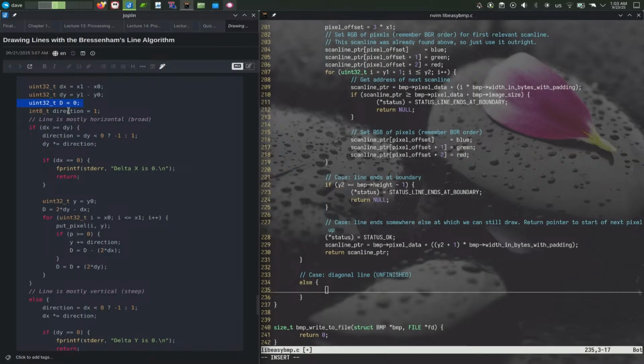All right. So it starts off at 0. But anyway, this is called the decision variable. That's why it's D. Some implementations call it error or whatever, right? And you're going to see here that we're going to set it equal to this, right? So initially, it's 0 initialized, but we're going to set it to this.